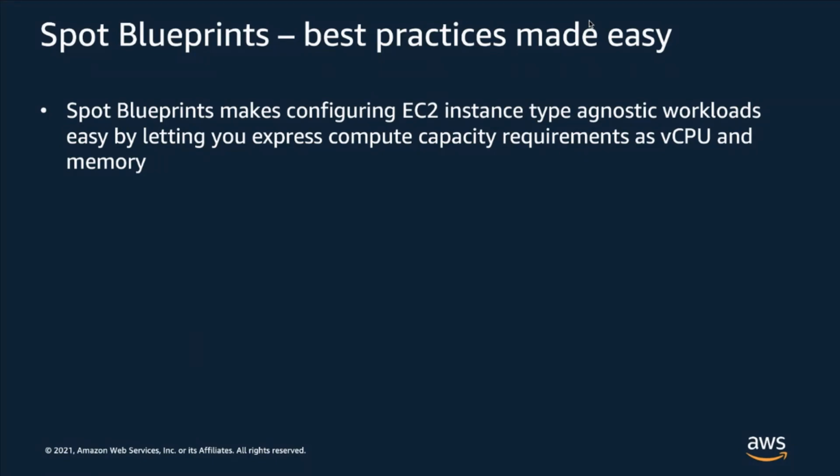So it even does things like asking about your EC2 instance requirements in the sense of helping you build agnostic workloads, to help you get away from being tied to an individual instance type and thinking about being flexible across multiple instance types. And so it gathers your requirements in the form of vCPU and memory requirements instead of specific instance types. And so this helps you express what you need from a compute perspective in a much easier fashion.